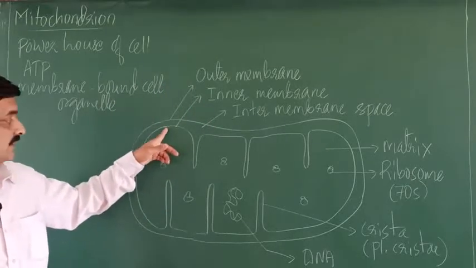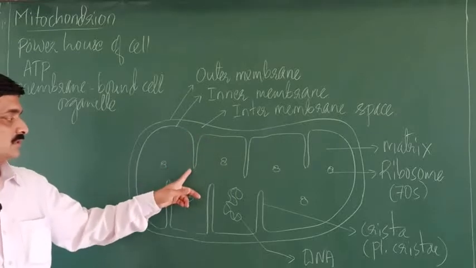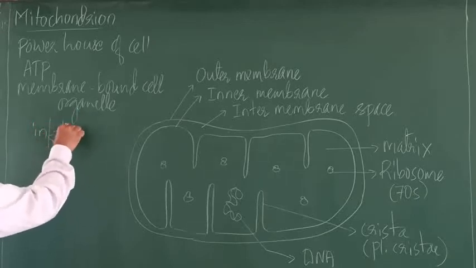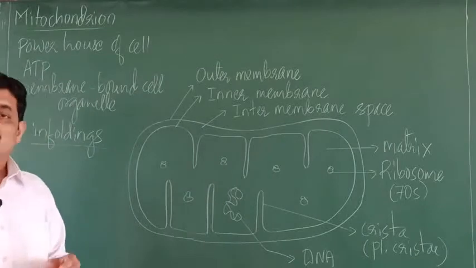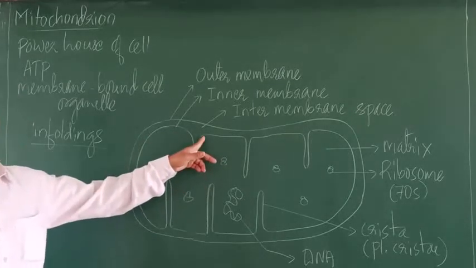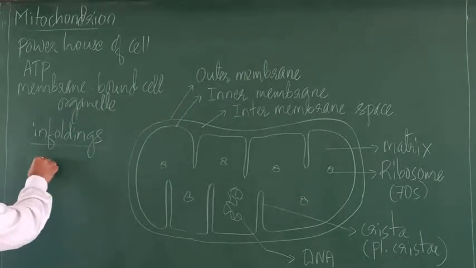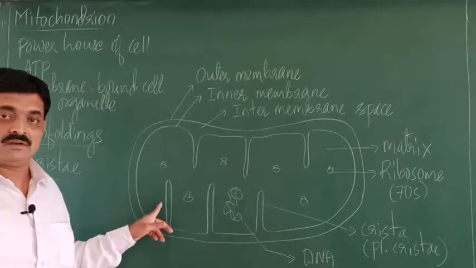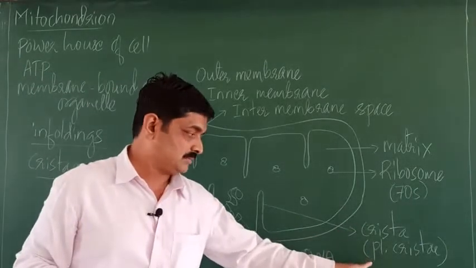Now the inner membrane, right, this inner membrane produces these infoldings, right? Infoldings means the inner membrane is folded on the inner side, right? So folding is observed on the inner side. That's why it is called infolding. So the infoldings of inner membrane, they are called cristae. Singular is crista, right? One is crista, plural is cristae.